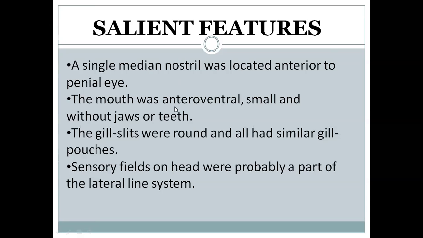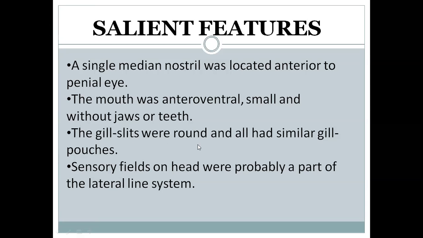And the mouth was anteroventral. So this was on the anterior end of the body and in ventral position. This mouth is a small slit without any jaws. The teeth are also absent in these organisms. Teeth will be in those organisms which possess jaws only. So when jaws are there, then only teeth will be present. If jaws are not there, then there is no question of having teeth.